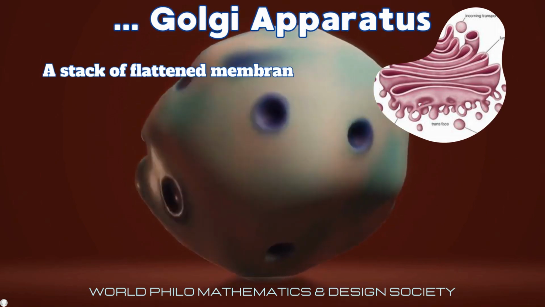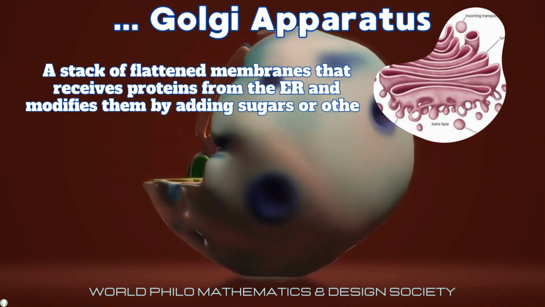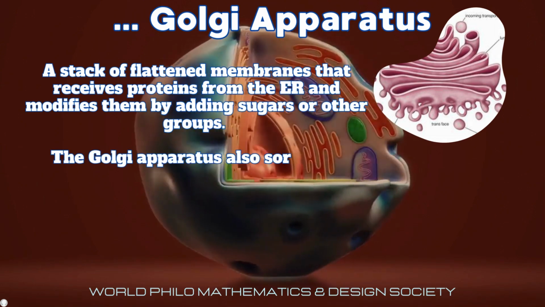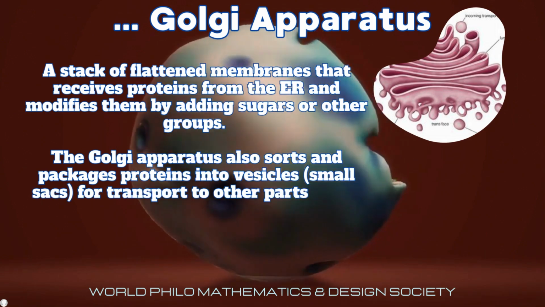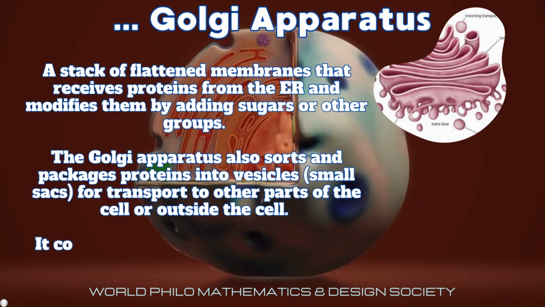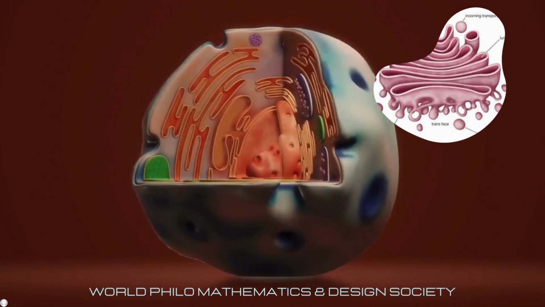The Golgi apparatus is a stack of flattened membranes that receives proteins from the ER and modifies them by adding sugars or other groups. The Golgi apparatus also sorts and packages proteins into vesicles, small sacs for transport to other parts of the cell or outside the cell. It consists of flattened membranes called cisternae.